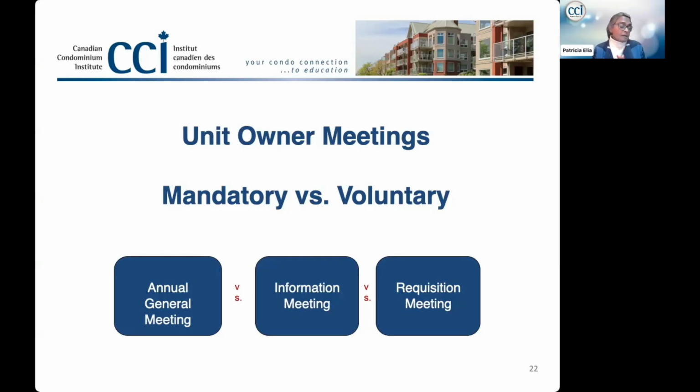Sometimes as well, boards will also hold information meetings throughout the fiscal year or the calendar year, to lead up to the AGM so that people are not in the dark for the other parts of the year.